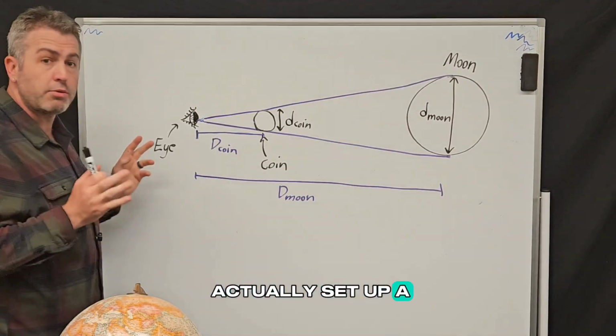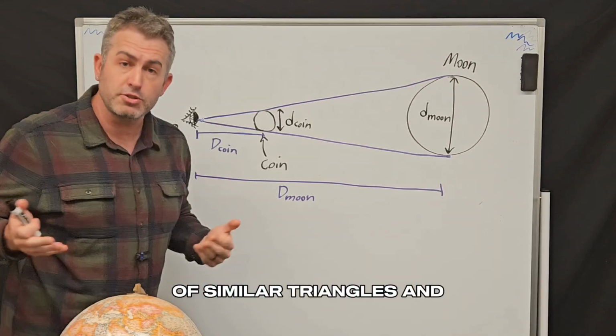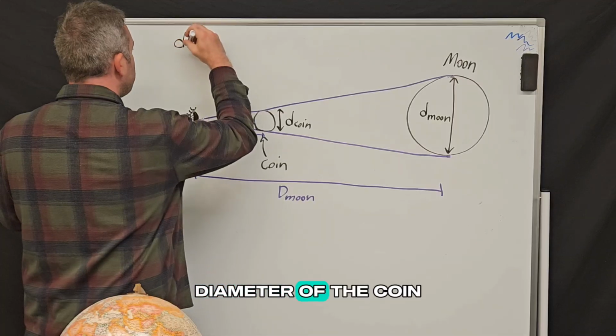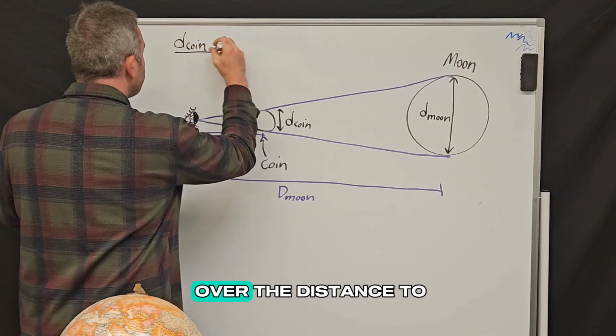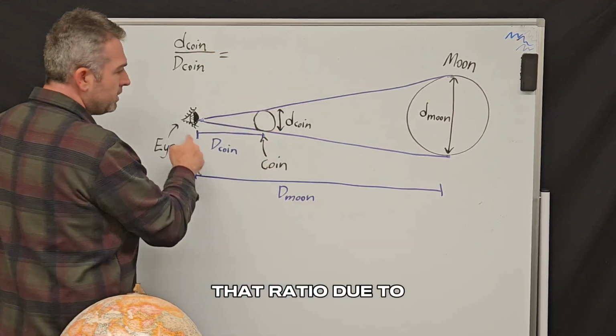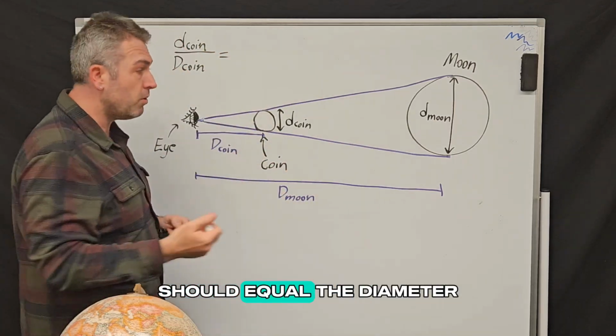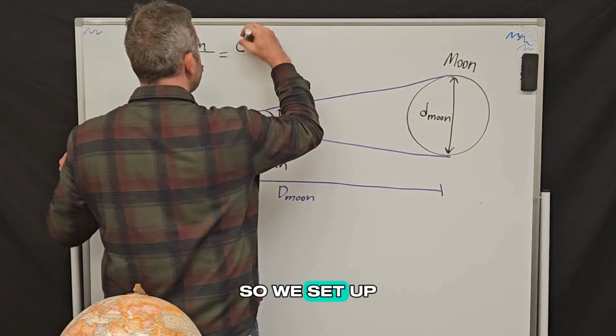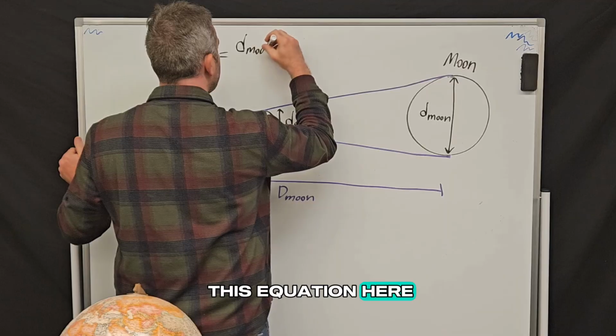You can actually set up a ratio of similar triangles. And so we have basically the diameter of the coin over the distance to that coin. That ratio, due to similar triangles, should equal the diameter of the moon divided by the distance to the moon. So we set up this equation here.